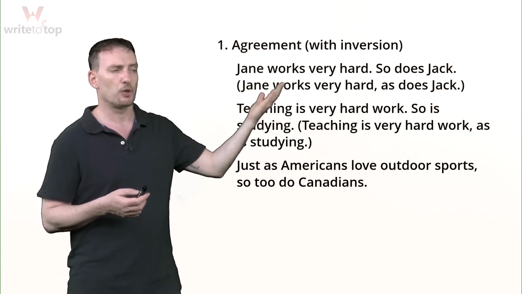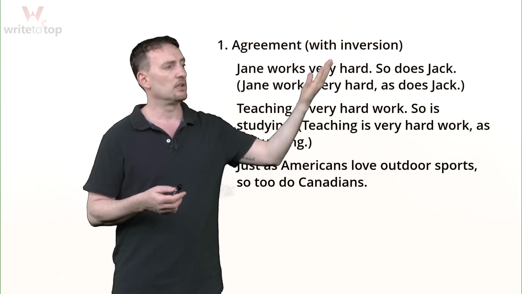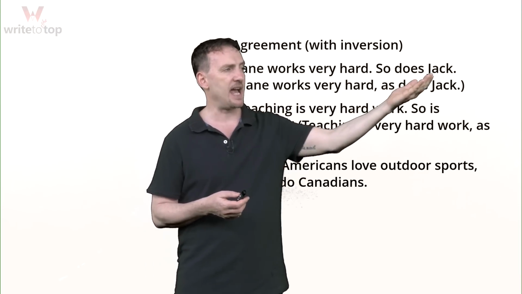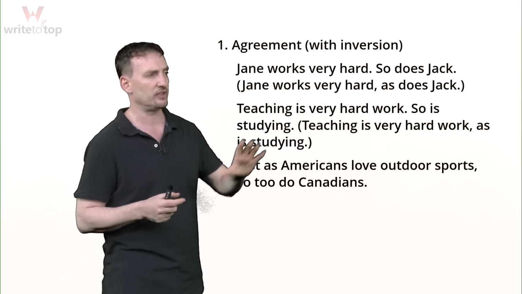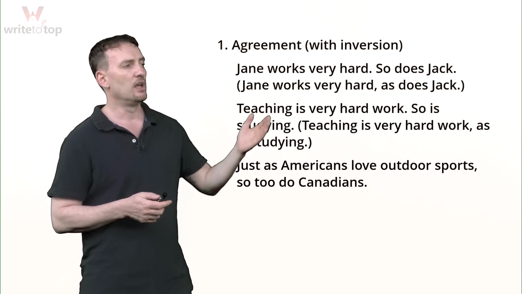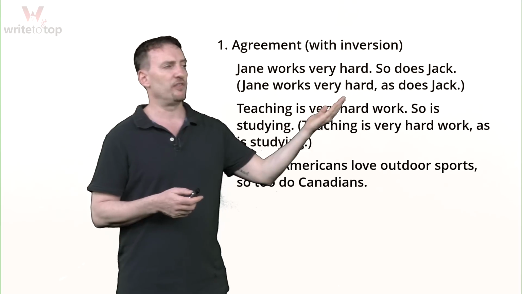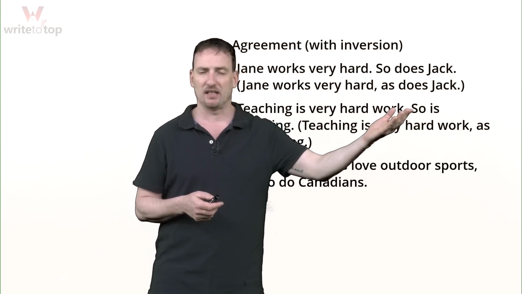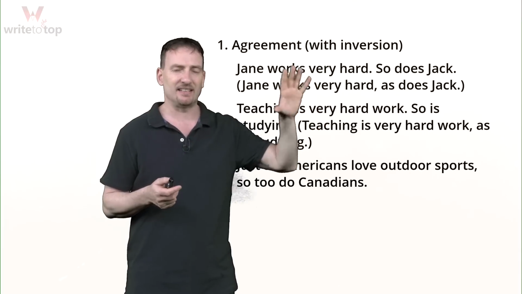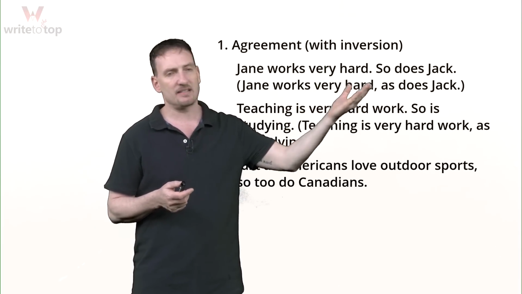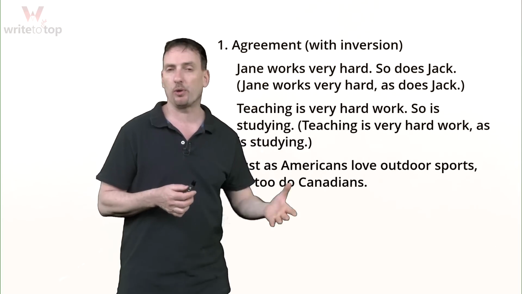So, "Jane works very hard. So does Jack." And you have Jack as the subject, "does" as a verb. You've inversed. You've made the order different, starting with "so." Now, "Jane works very hard, as does Jack." There are 2 ways to make this agreement. "So" begins an independent clause. "As" begins an adverb subordinate clause.